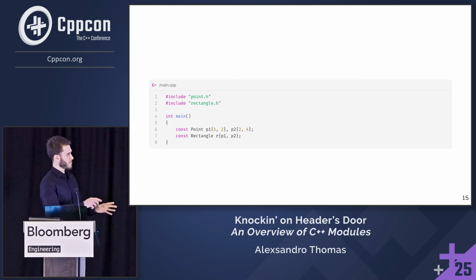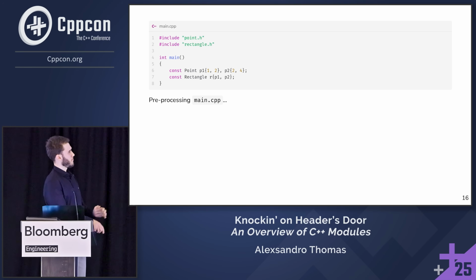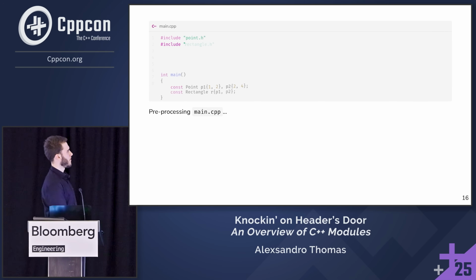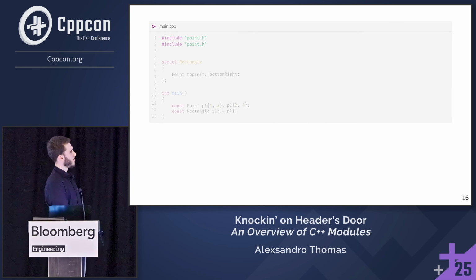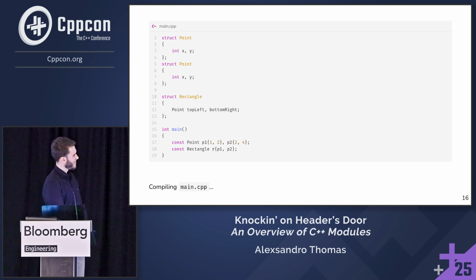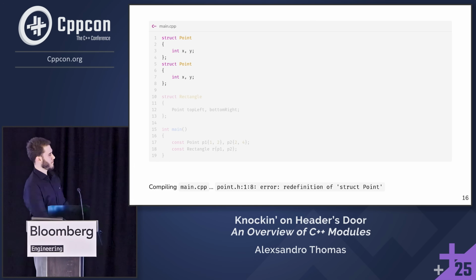Let's take a closer look at what the compiler is actually doing when we have this. So the first thing that you will do when you're pre-processing this file is that you will expand the header. So let's expand this rectangle.h. And then you get the contents of that. And then let's expand your point.h. And then you get that. Well, I see something interesting here. Your compiler will complain to you. And the reason is that you're redefining struct point.